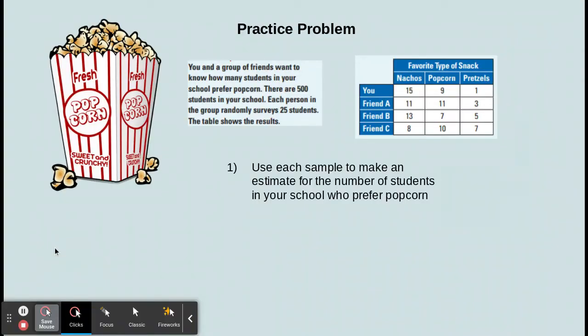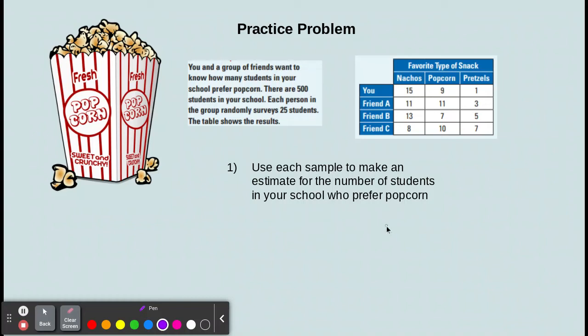Okay, in this practice problem, you and a group of friends want to know how many students in your school prefer popcorn. There are 500 students in your school, and each person in your group is going to randomly survey 25 students, and these are the results that you found. Okay, so you need to fill in the table and make an estimate based on your findings. You want to estimate the number of students in your entire school who prefer popcorn.